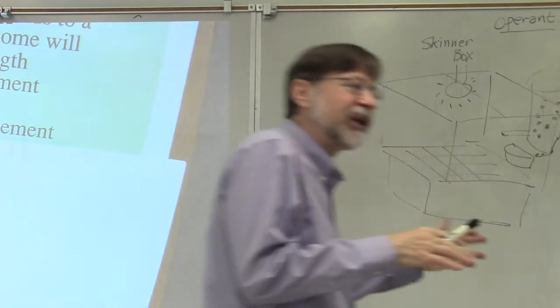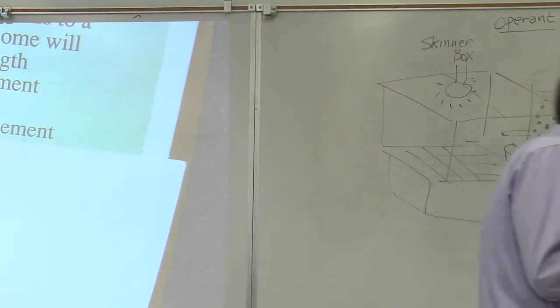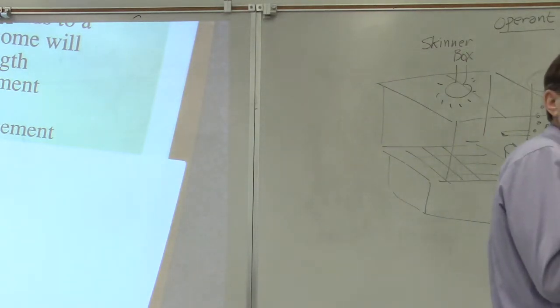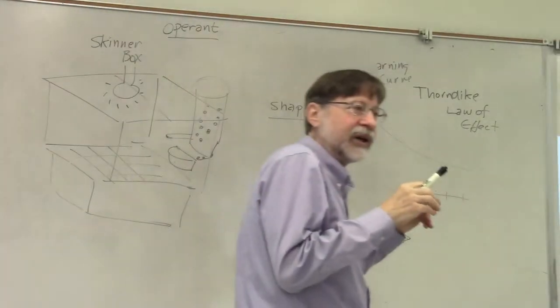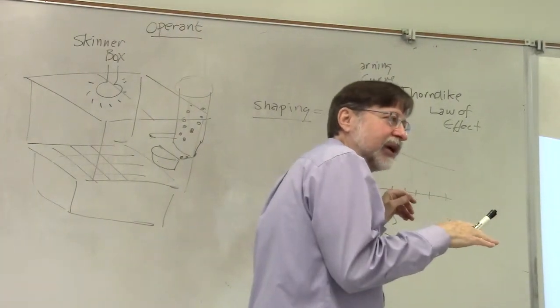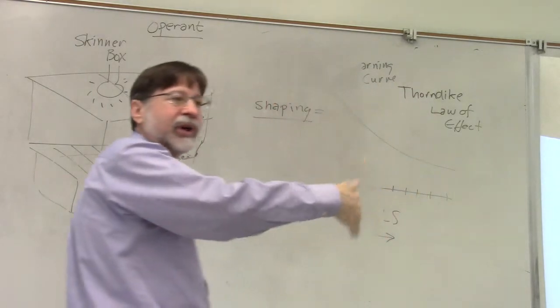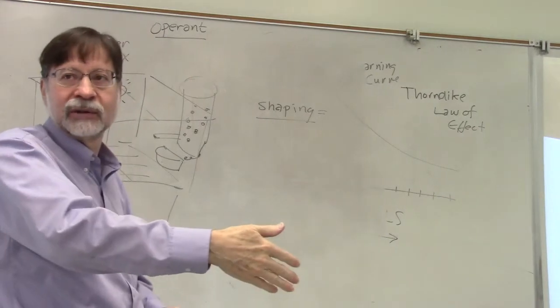Then you get it to be closer to the bar and face the bar. Then you get it to be close to the bar and face the bar and lift up its forelegs. Then you have to get it to be close to the bar, facing the bar, lift up its forelegs and touch the bar. Then you have to get it to press the bar down. So that's a series of approximations to the behavior you want.